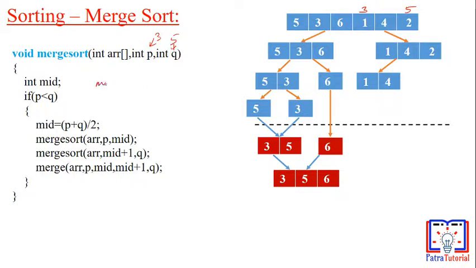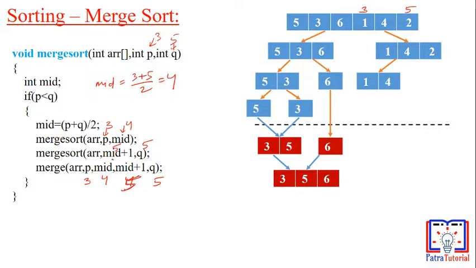So mid equal to what now? Mid equal to 3 plus 5 by 2 equal to 4, right? 8 by 2 equal to 4. So mid equal to 4, that means p equal to what? 3, mid equal to 4. Now mid plus 1 equal to 5 and q equal to what? 5. Again p equal to 3, mid equal to 4, mid plus 1 equal to 5 and q equal to 5. Sorry, this is 5, right?